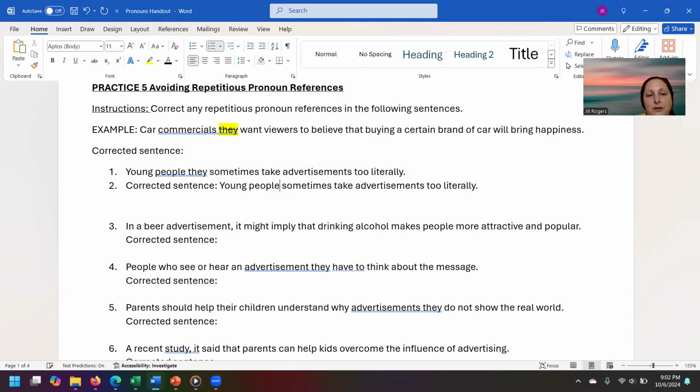So the incorrect sentence is, oh, and please don't renumber it. That's what's annoying about typing, right? Young people, they sometimes take advertisements too literally. Actually, we don't need two subjects, so it's: young people sometimes take advertisements too literally. Too literally. Okay, so please finish that.